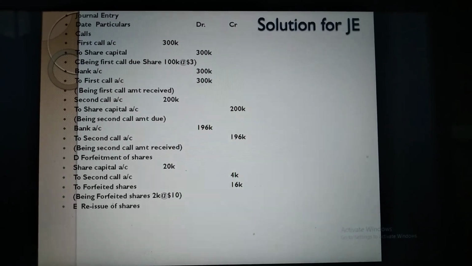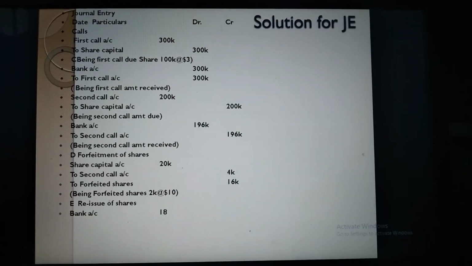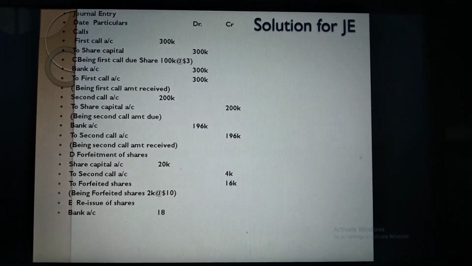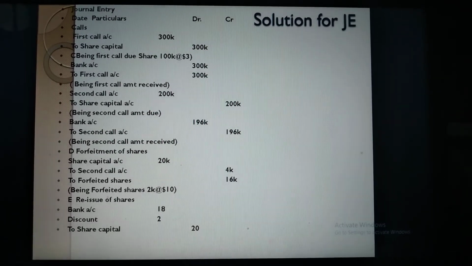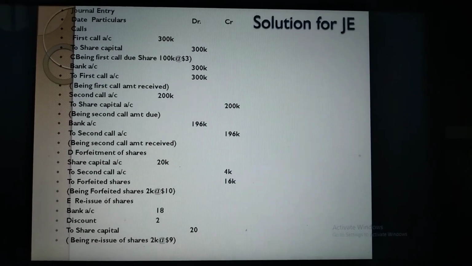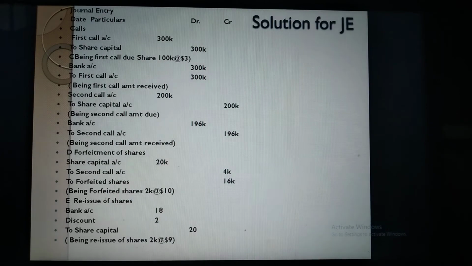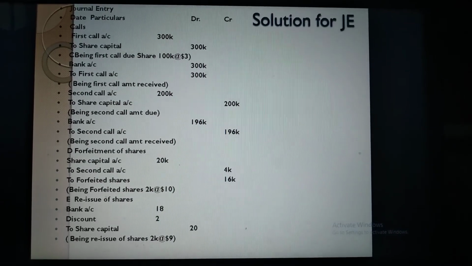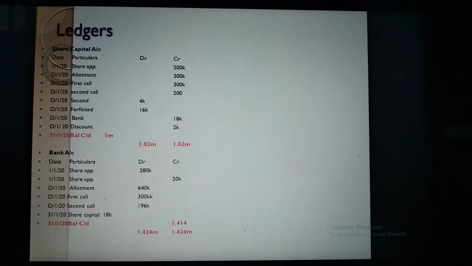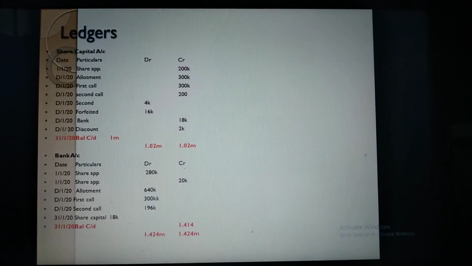Now, the forfeited shares were reissued at 9 shillings. So when you reissue at 9, the amount to be paid is 2 times 9, which is 18. And the share capital was 20,000. So 20 minus 18, you get a discount of 2. So reissuing is normally with a discount. You find the total, you get the amount.